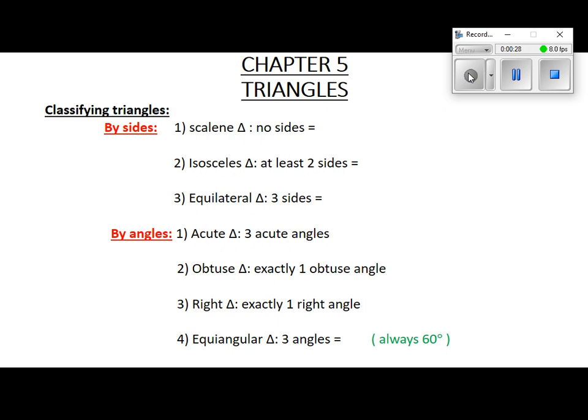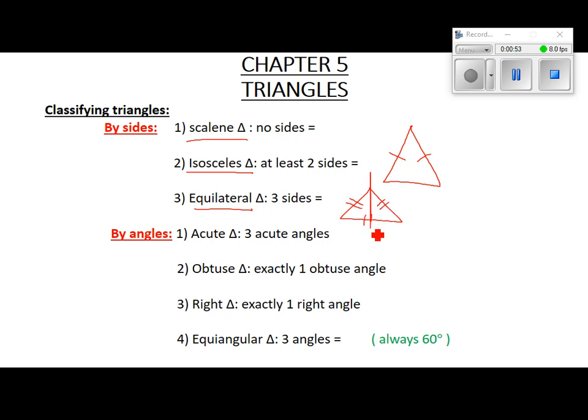Remember, if we're classifying a triangle according to its sides, a scalene triangle is a triangle with no sides congruent. An isosceles triangle is a triangle that has at least two sides congruent. And then an equilateral triangle has three sides congruent.